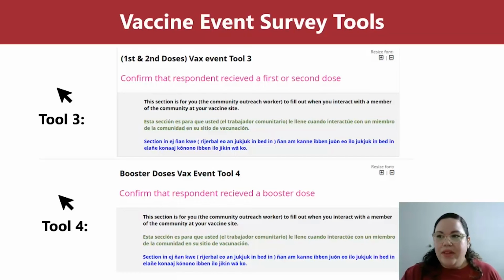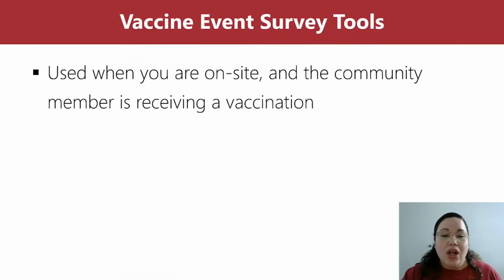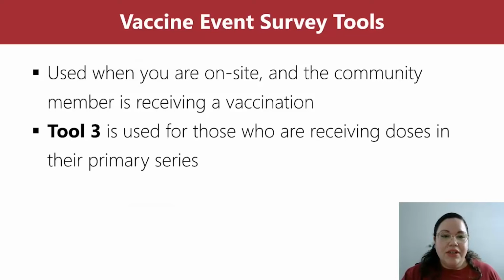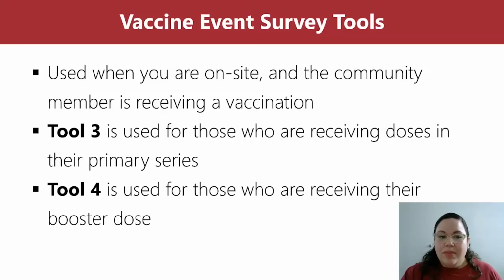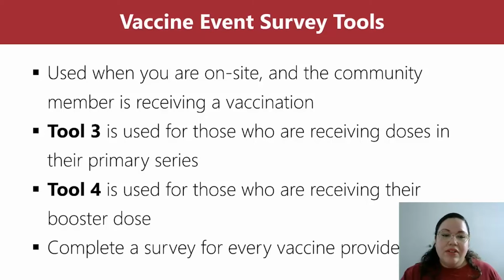So let's walk through these a little bit. These again are used on site with the community member who has received the vaccination. Tool 3 is for those in the primary series, and Tool 4 is for those receiving their booster dose. And you must complete, or at least offer to complete, a survey for every vaccine that is provided, whether it's for a child, ages 5 to 7. An adult can fill that out, or if they're old enough, use your best judgment to determine whether a parent should fill it out or whether the child is capable of filling it out for themselves.